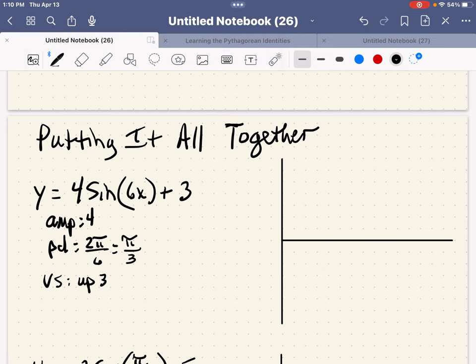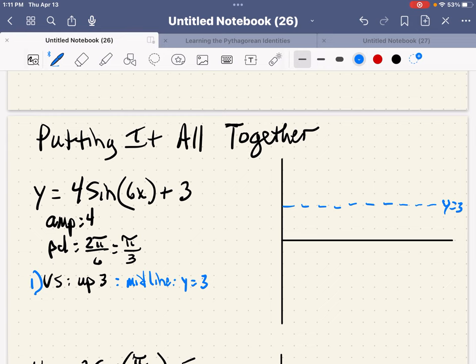So here's what I recommend you do. This works very well if you follow this. The first thing I teach my students to do is graph the vertical shift. So when we say that the vertical shift is up 3, we mean that the midline is the horizontal line y equals 3. So what if I come up here and I pencil in y equals 3?